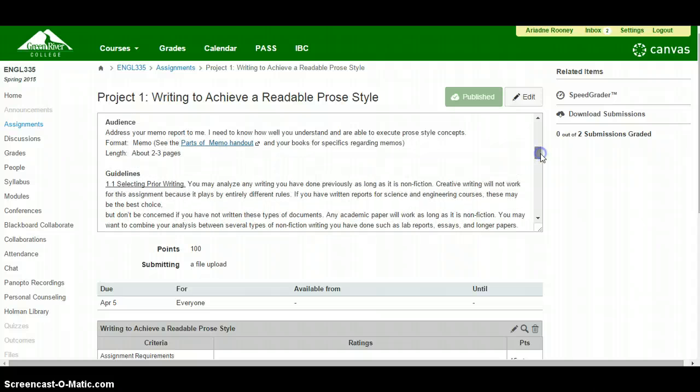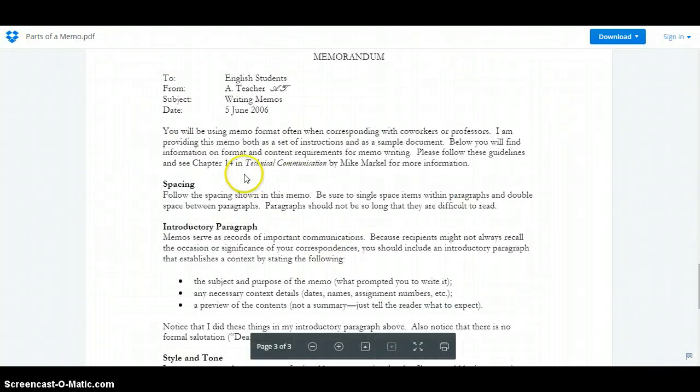Guidelines for this is, oh, I'm sorry. And it needs to be about 2 to 3 pages. And remember that a memo is single spaced. It is always single spaced. You have space between paragraphs, but within the paragraphs themselves, it is single spaced. If you have a bulleted list within a paragraph, you're going to set that off by a space, but within the paragraphs themselves, that is single spaced.